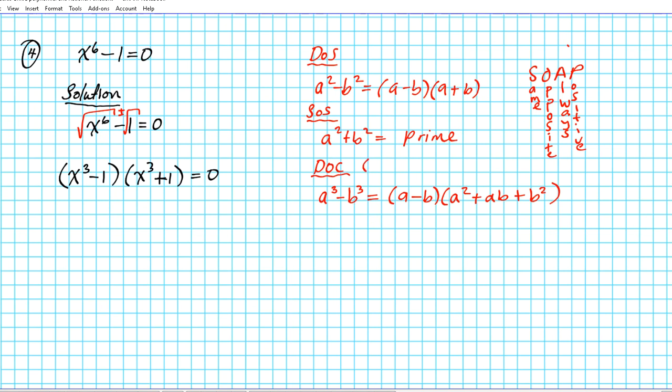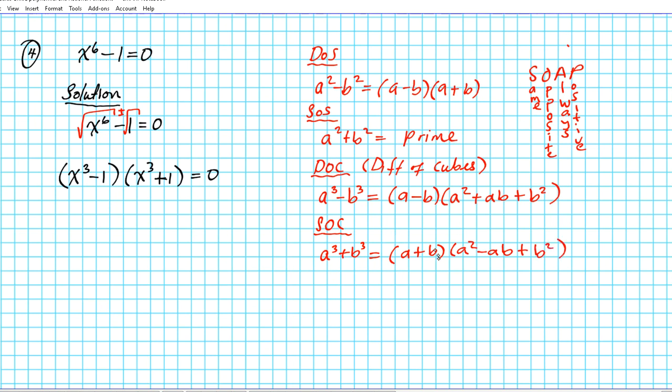Guess what? Unlike squares, as indicated earlier, the SOC can be factored also. Even though you have a sum or a difference, it doesn't matter, it can be factored too. So we're going to use the SOAP formula again. So same, a plus b. A squared, the next sign is opposite, so this is going to be minus ab, and the last sign is always positive.